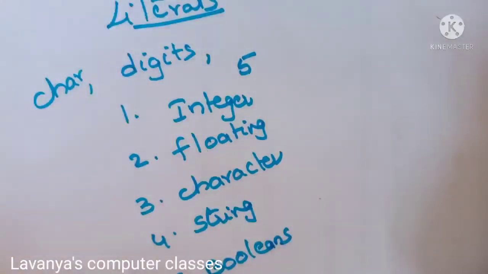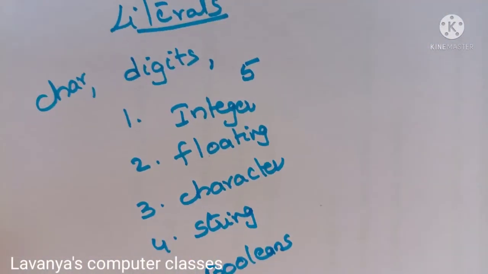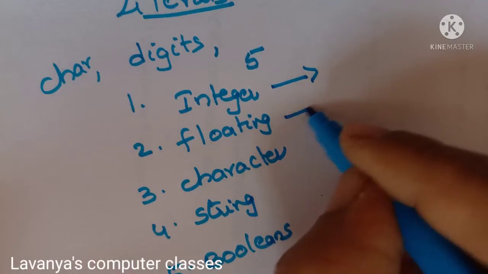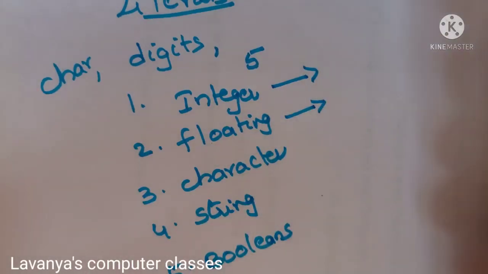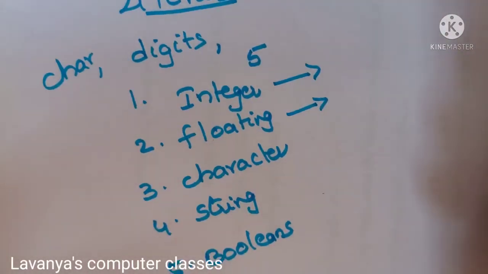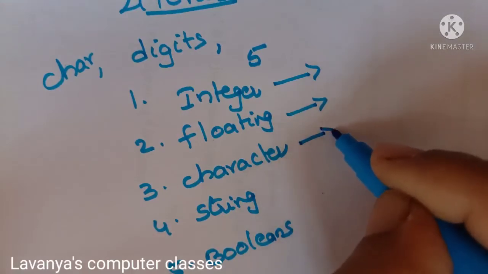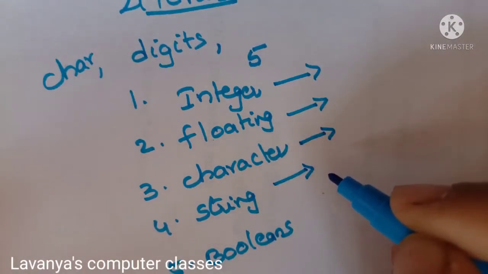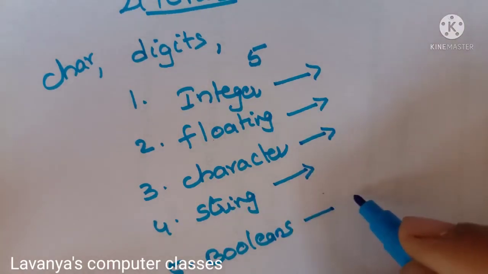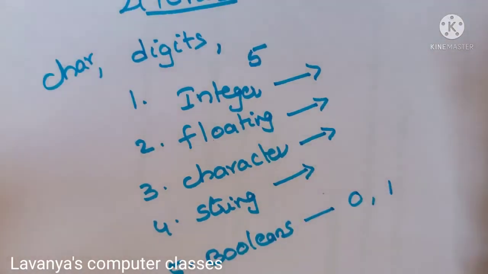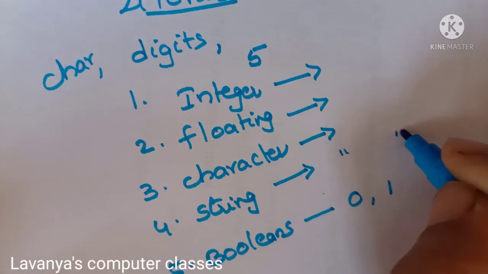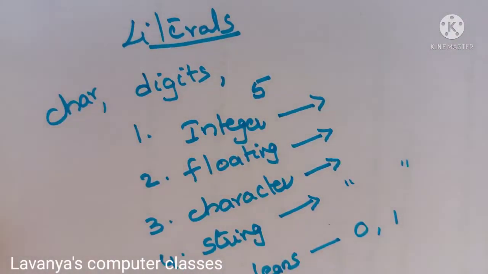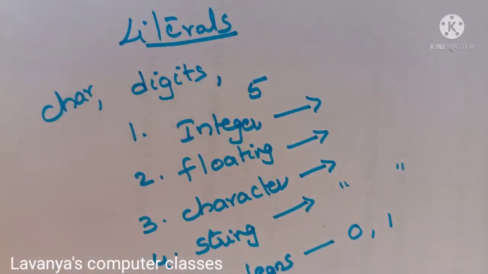Literals means either digits, letters, or other characters. Integer means it takes only integer numbers. Floating point means it takes values with decimals, floating point values. Character means it takes only a single character. String means a group of characters. Boolean means it takes either 0 or 1, true or false. So these all are called literals. Literal is also one part of the tokens.